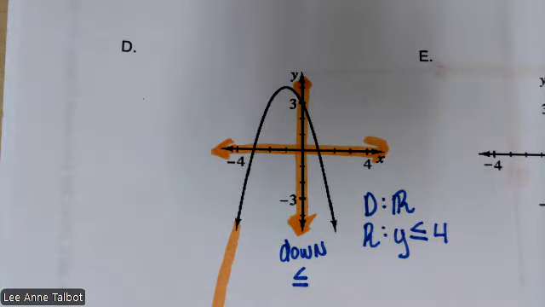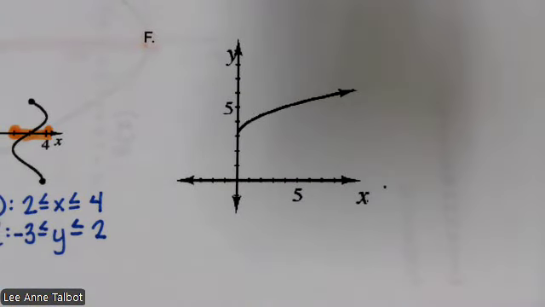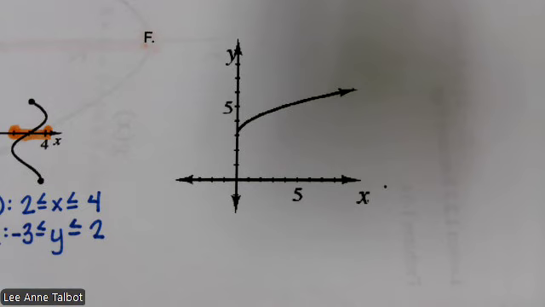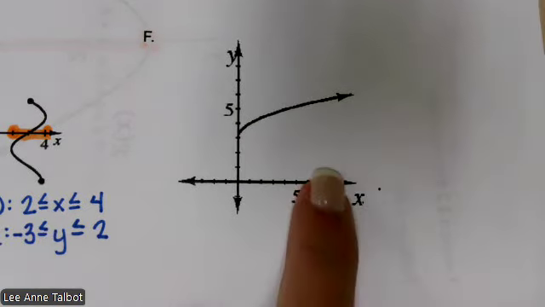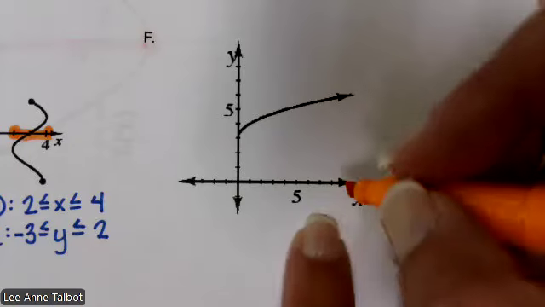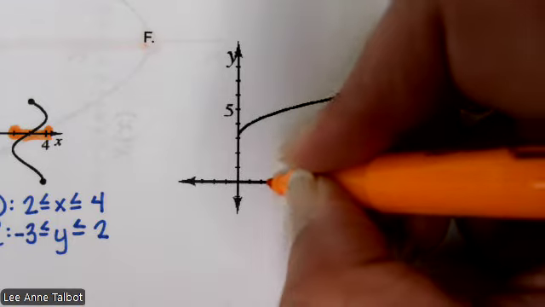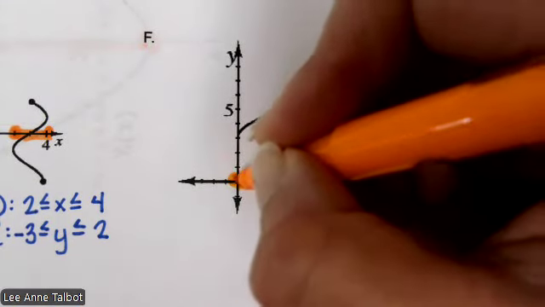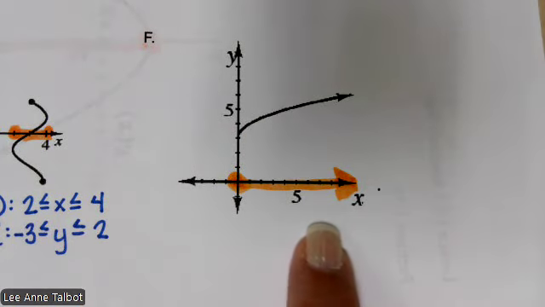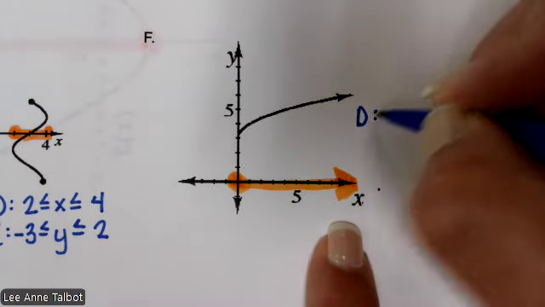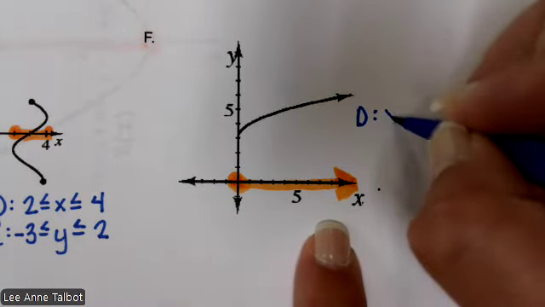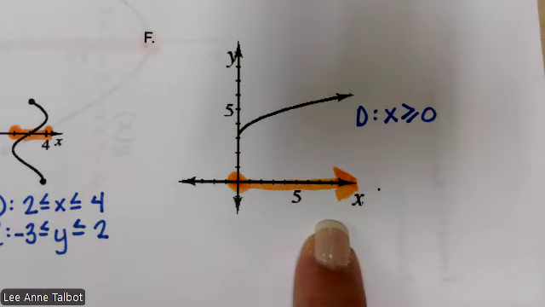Okay, last one of these, F. Okay, domain. Is it going to go forever to the right? Yes. Forever left? No, it stops at the axis right here. So this is a ray. So x is greater than or equal to 0.